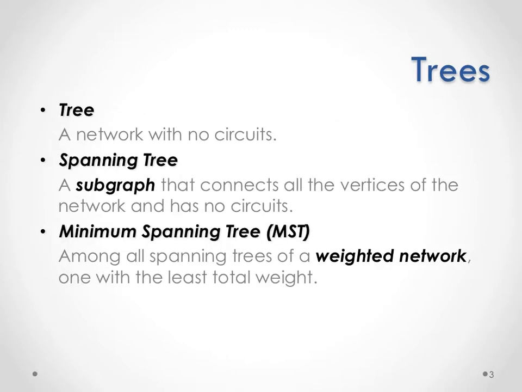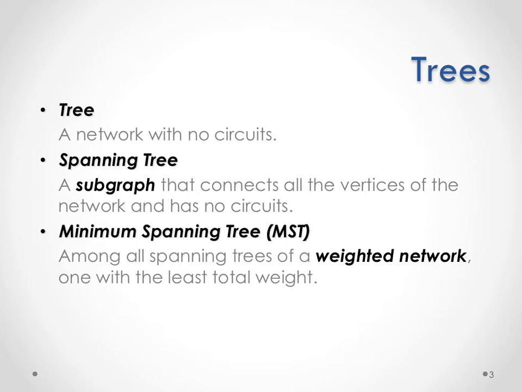So now we've got some more vocabulary. A tree is a network with no circuits. So think back to your Euler circuits, think back to your Hamilton circuits. Remember what they look like. A tree does not have any circuits. Okay? A spanning tree, if you think about the full graph, a spanning tree is simply a subgraph of that full graph that connects all the vertices of the network and has no circuits.